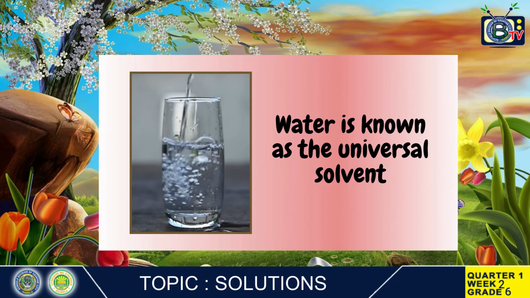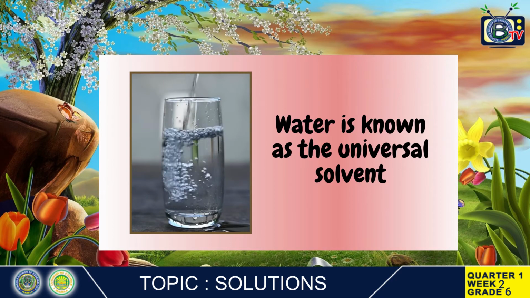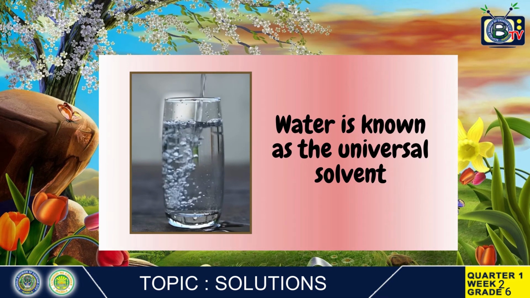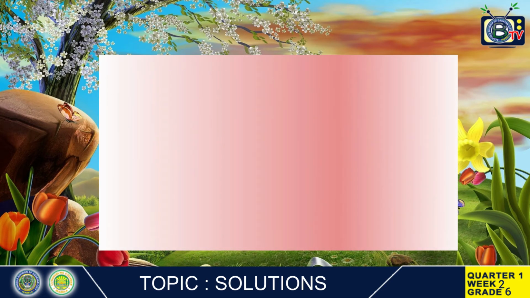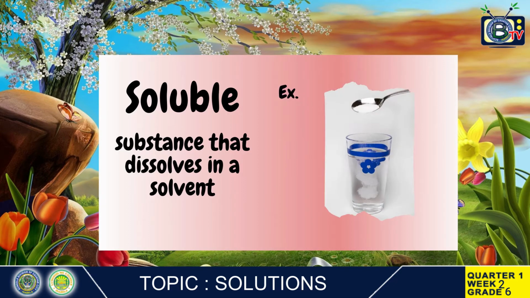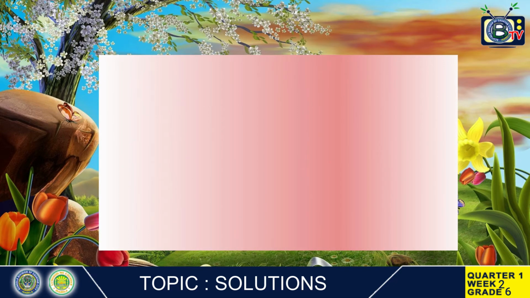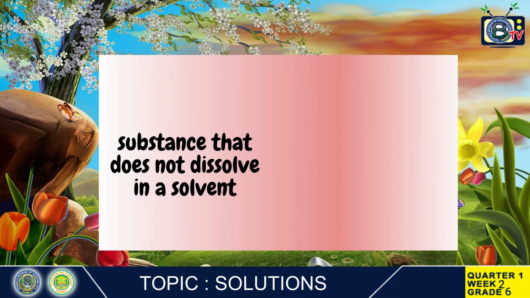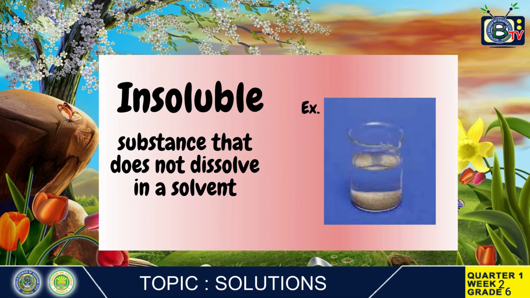Water is known as the universal solvent because it dissolves more substances than any other solvent. Some substances, when combined, readily form a solution, but others do not. A substance that dissolves in a solvent is called soluble. For example, sugar is soluble in water, while a substance that does not dissolve in a solvent is called insoluble. For example, sand is insoluble in water.